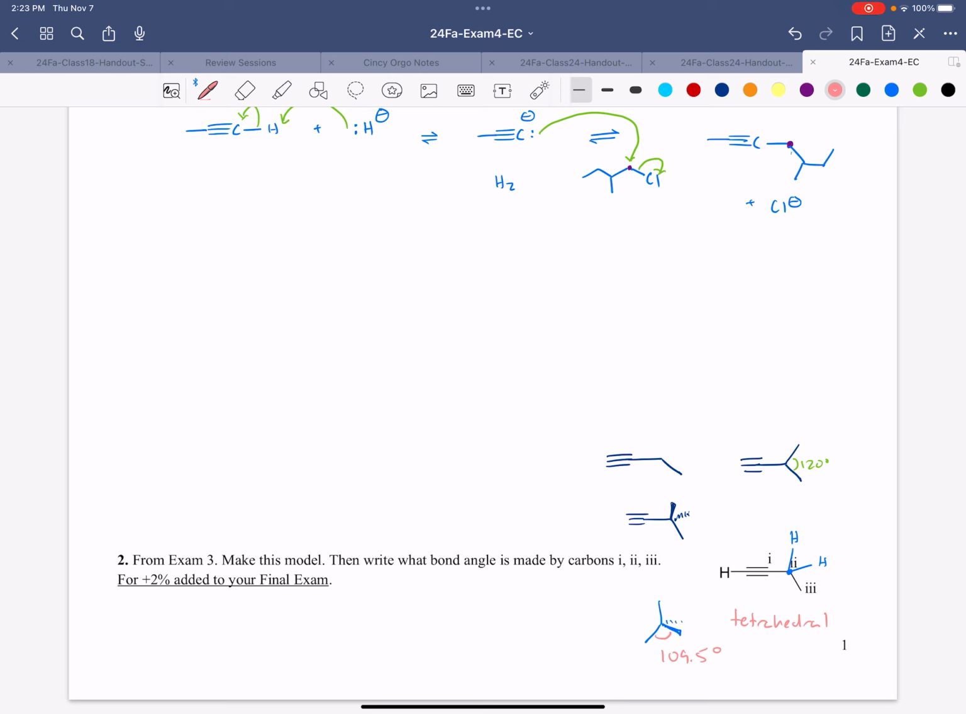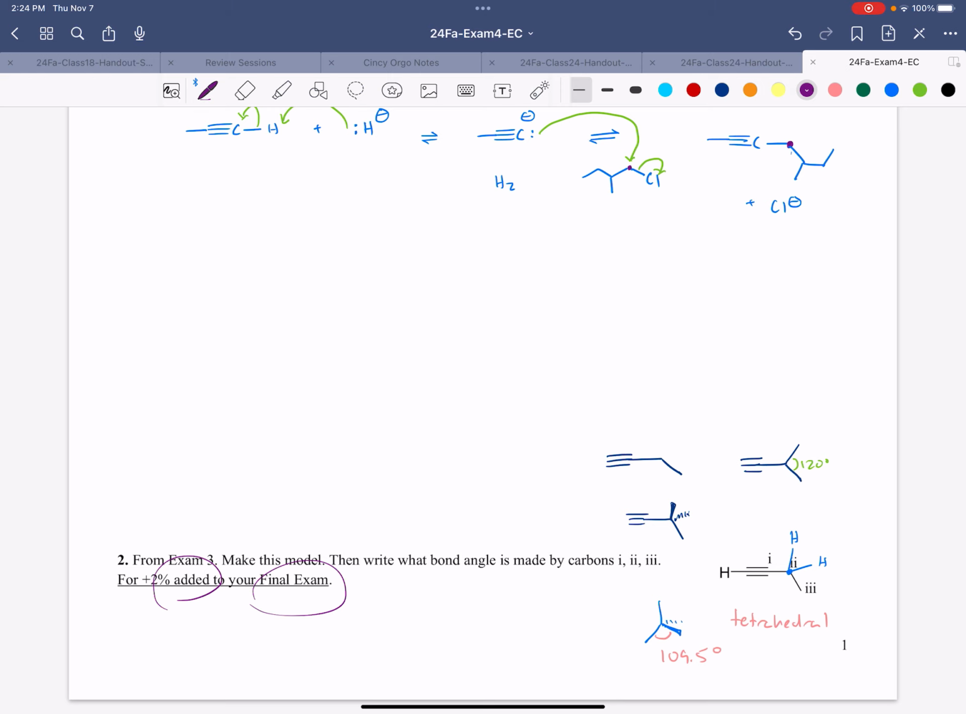Now on paper, 120 and 109.5, it just depends how many lines you have. I like, by the way, drawing when you have 3 bonds, get them as far apart as possible. So that is 120, but you have to realize there's a 4th bond that makes that carbon tetrahedral. If you do that with the model, you will get +2 on the final exam.